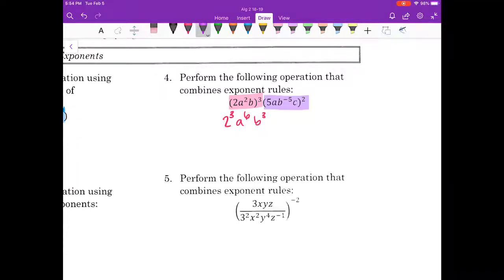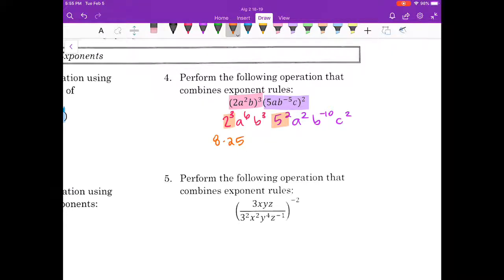Our second set, again, we distribute, so we have 5 squared, a squared, b to the negative 10th, and c squared. Now we are going to use our product of powers property, which says that we are going to add our exponents. So 2 cubed and 5 squared, those are just normal looking numbers. 2 cubed is 8, 5 squared is 25.